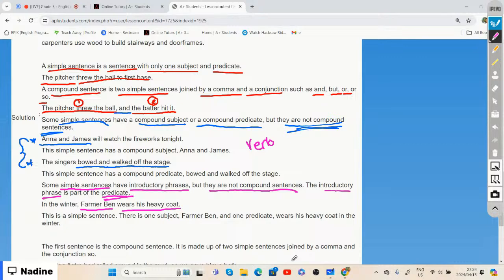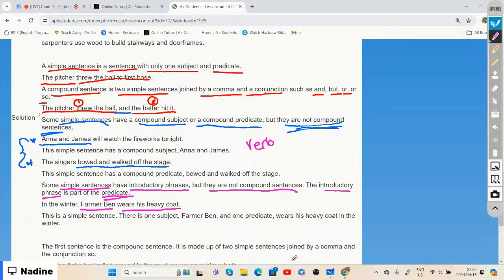That is correct. A compound sentence contains a conjunction, right? Not forgetting that it joins two simple sentences, but it has a conjunction, which is either and, but, or so, right? All right. Then we also have a sentence with an introductory phrase, right? And usually the introductory phrase is part of the predicate. And then we also have a sentence with a compound subject as well as a compound predicate.